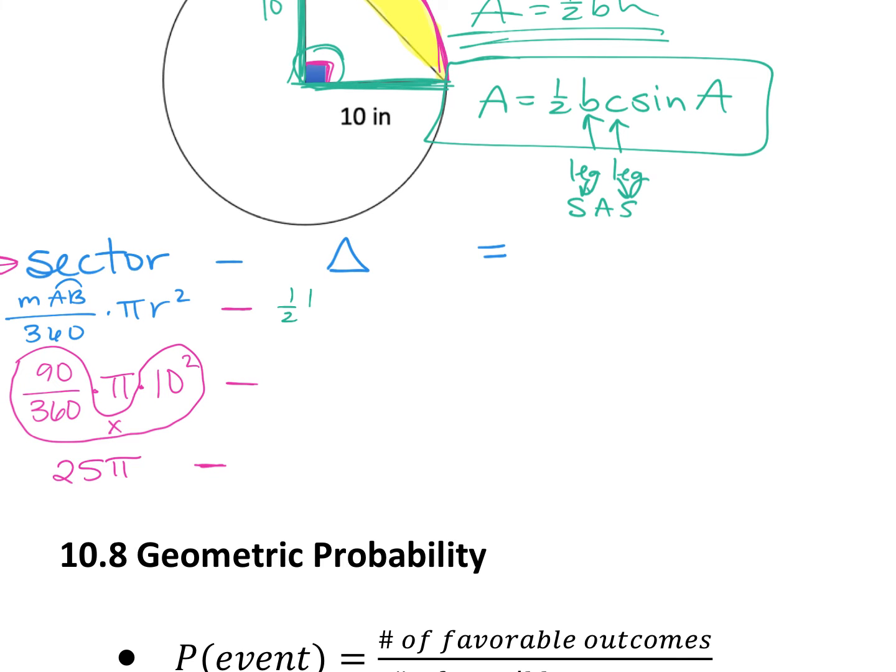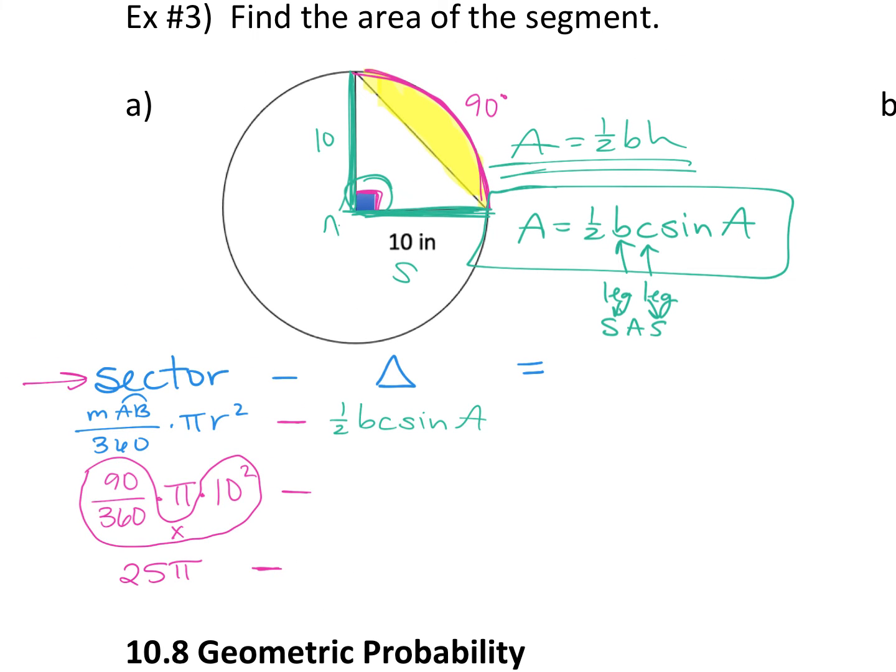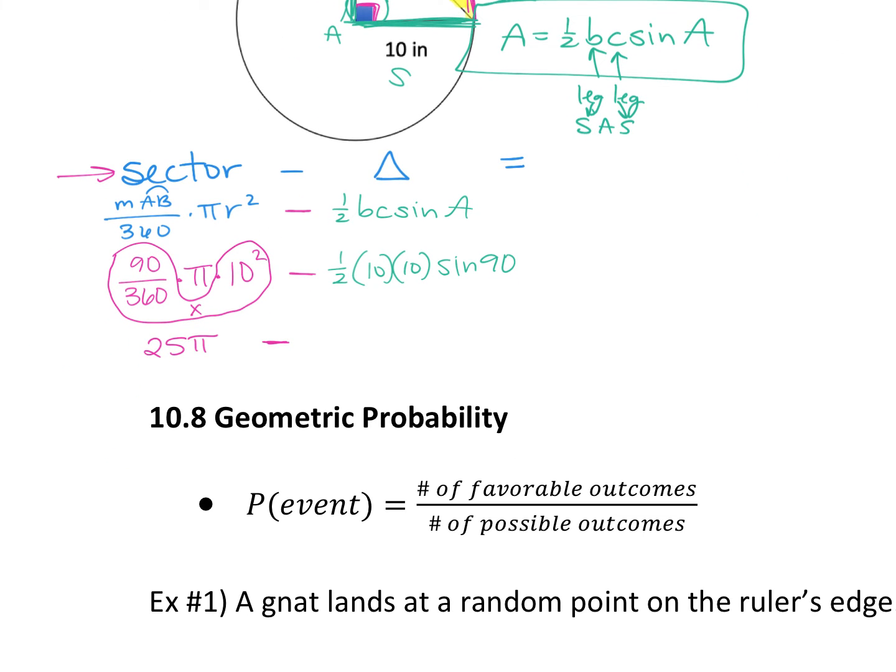So 1/2 BC sine A in an SAS setup is going to be 1/2. What's B? 10. What's C? 10 times the sine of what? 90. Now, if I were you, I would plug these in independently. Find the 25 pi, find the 1/2 times 10 times 10 times the sine of 90, and then get your answer. So 1/2 times 10 times 10 times the sine of 90 is 50.